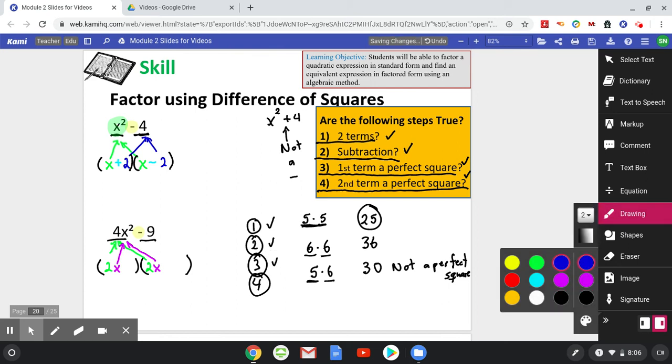Let's check step number 4. Is there a number that I can multiply times itself and get 9? What about 3 times 3? Those give me 9, means I also have a check mark for this one, and I will be putting a plus in the first one, a negative on the second one, and I would be done.